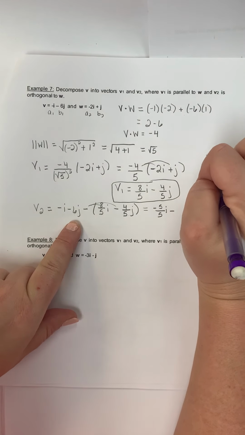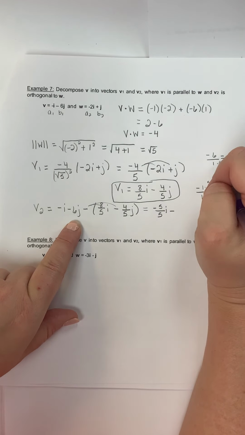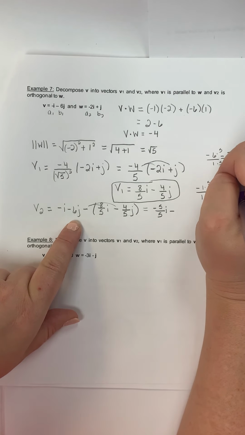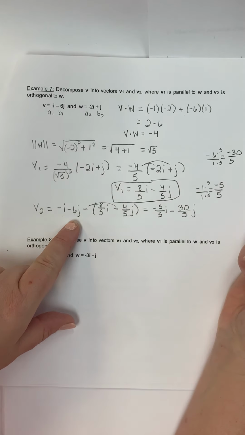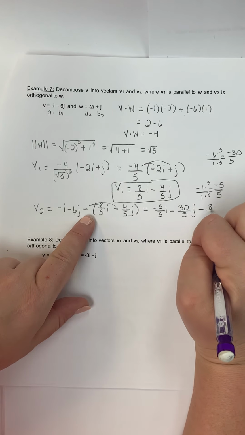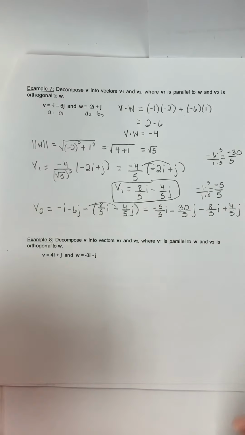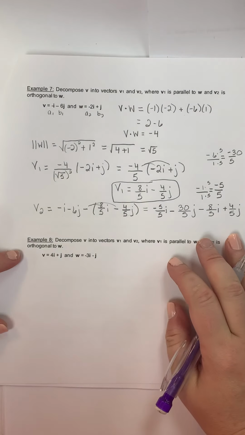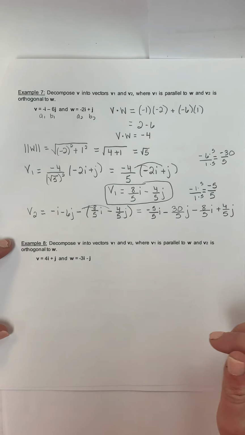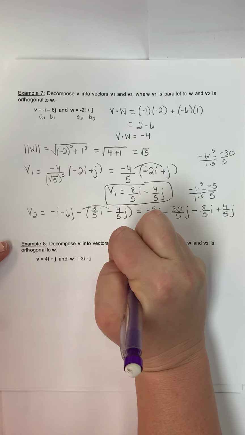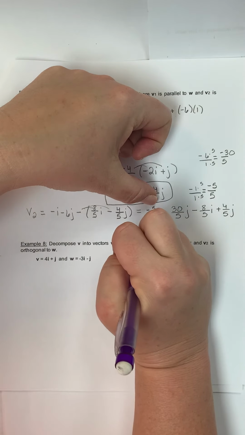Now I have -6/1. I want him to have a denominator of 5. So I'm going to multiply top and bottom by 5, and I get -30/5 J. Then I can go ahead, distribute that negative through, and I have the same denominator for everything, and I'm able to combine these a little easier. Okay, so V2 is going to be -5/5 I minus 8/5 I.